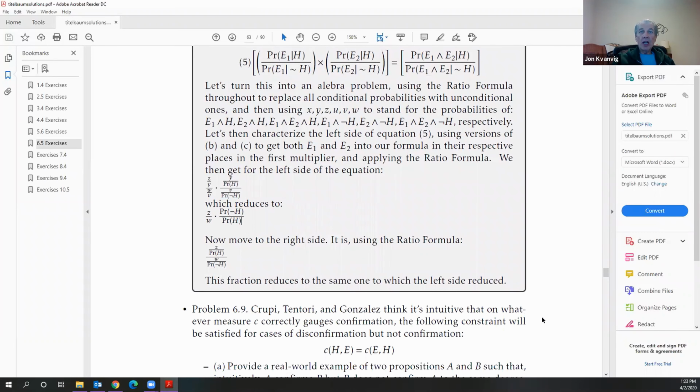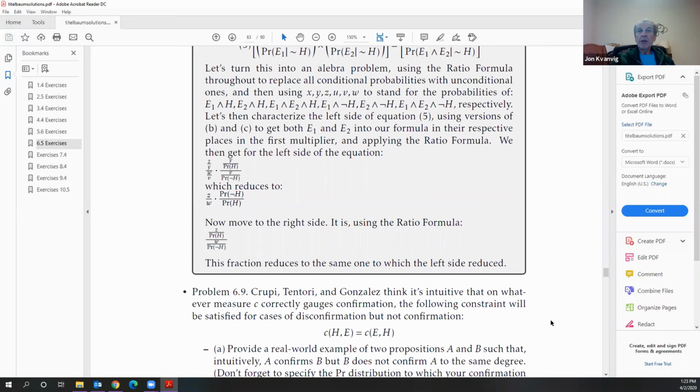Okay, on to problem 6.9. The Crupi-Tentori-Gonzalez measure. They think it's intuitive that whatever measure C correctly gauges confirmation, the following constraint will be satisfied for cases of disconfirmation, but not confirmation. So the confirmation provided for H given E is the same as the confirmation for E given not H when those are negative values, signaling disconfirmation.